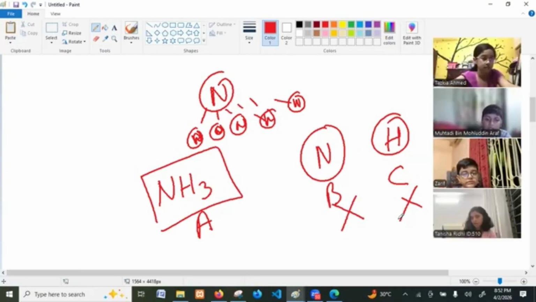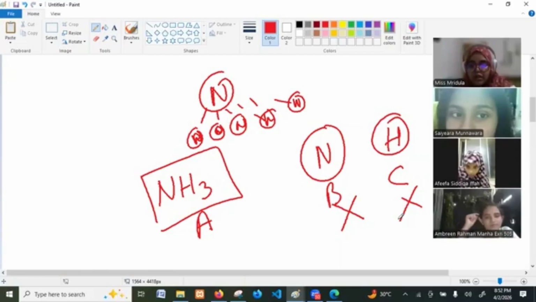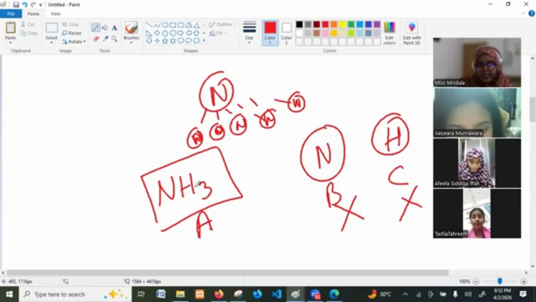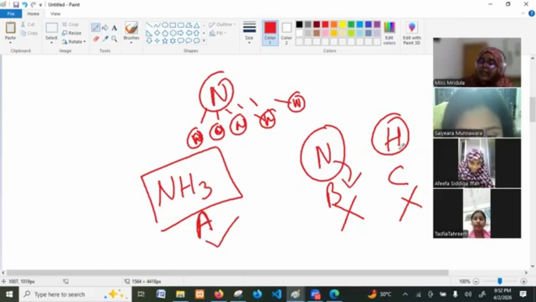Miss, the class broke up, so I was listening. Talking about when we will have a compound. See, NH3 is a compound because it has an N atom and H atoms, right? So its properties will be totally different from the properties of N and H individually.